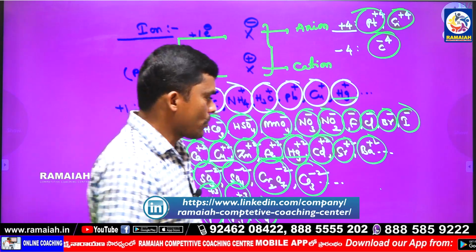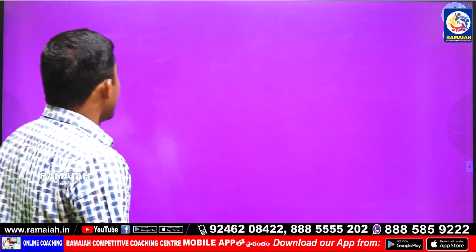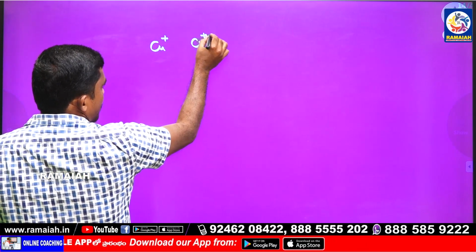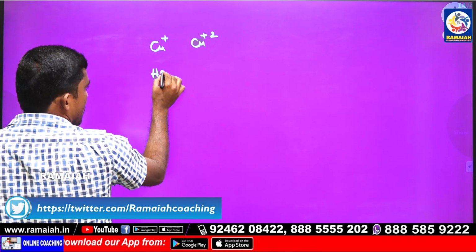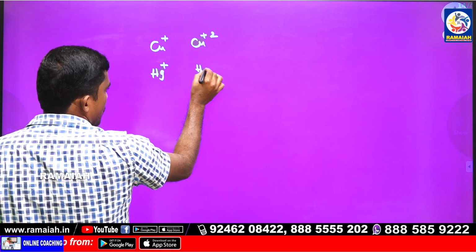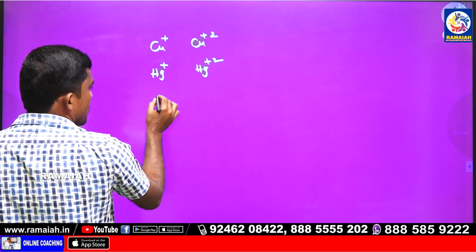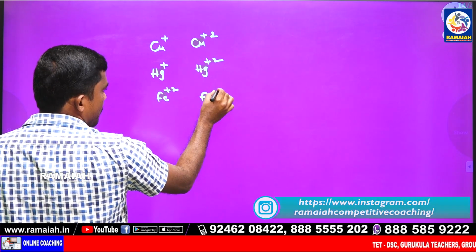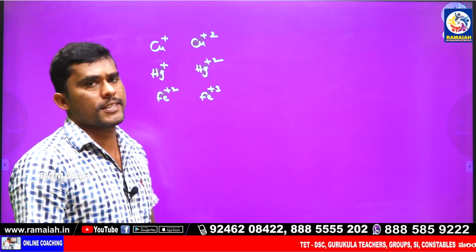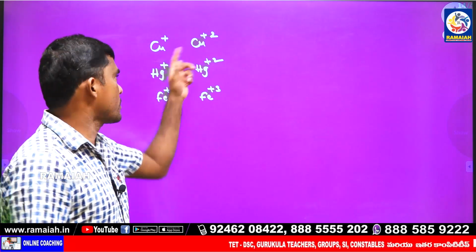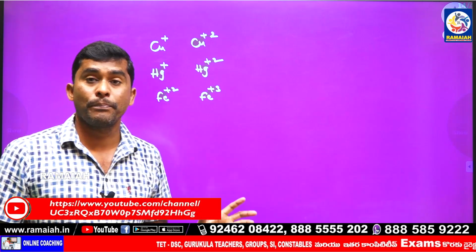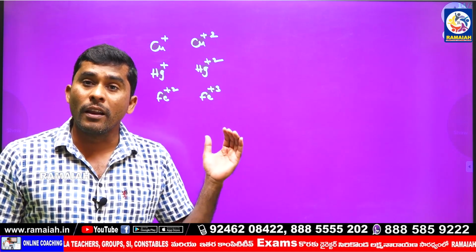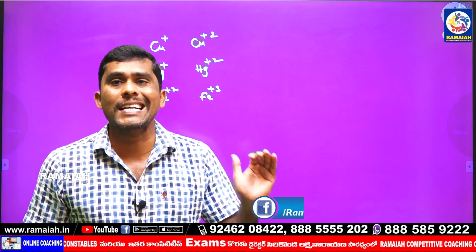So, first one, Cu plus and Cu plus 2. Mercury, Hg plus and Hg plus 2. Next one is iron, Fe plus 2 and Fe plus 3. So these ions have two oxidation states: plus 1 and plus 2, plus 1 and plus 2, plus 2 and plus 3. So when one ion exhibits two oxidation states, the lower oxidation state is called as ous.